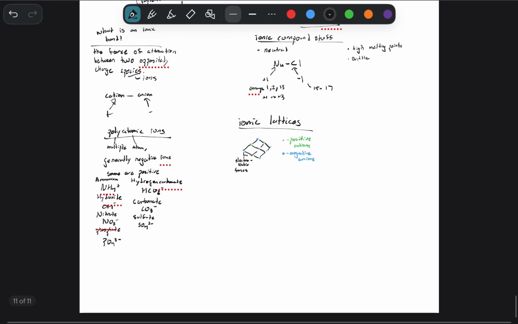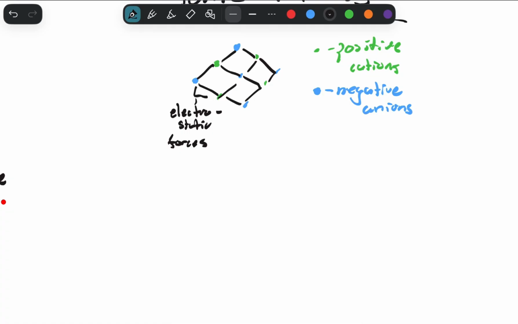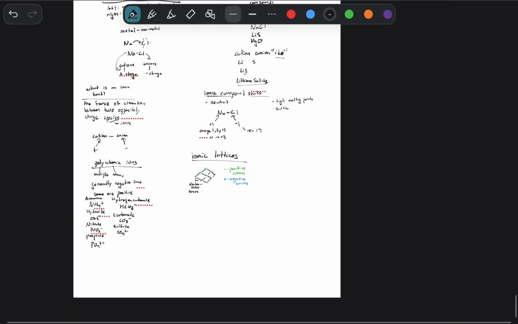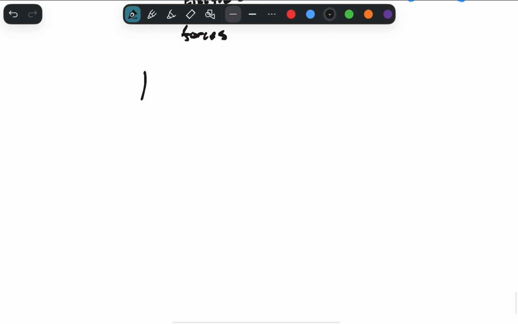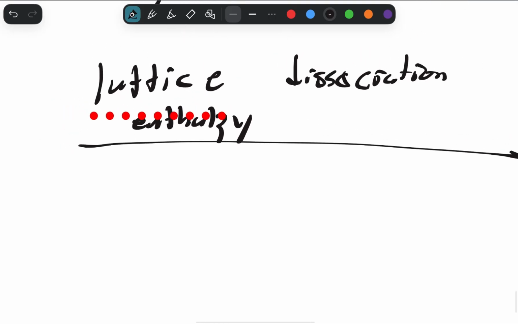You're not gonna like this. Lattice dissociation enthalpy. Enthalpy. Why is this even here? Where can I write this? I'm trying to write here. Lattice dissociation enthalpy, which is denoted as delta H lat.